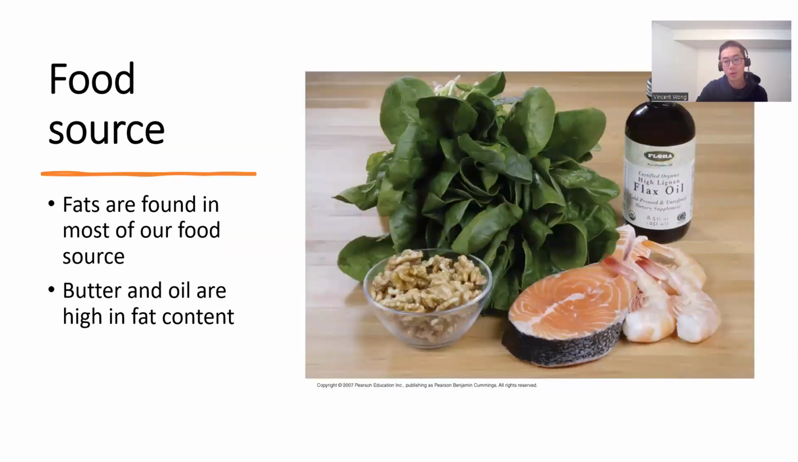Now, there is no shortage of lipids, of fats, in our food. Most of the food we eat is going to have some fat. Fat is not necessarily a bad thing. We need fat in our diet. There are good fats, and then there are the bad fats. So the good ones are usually.